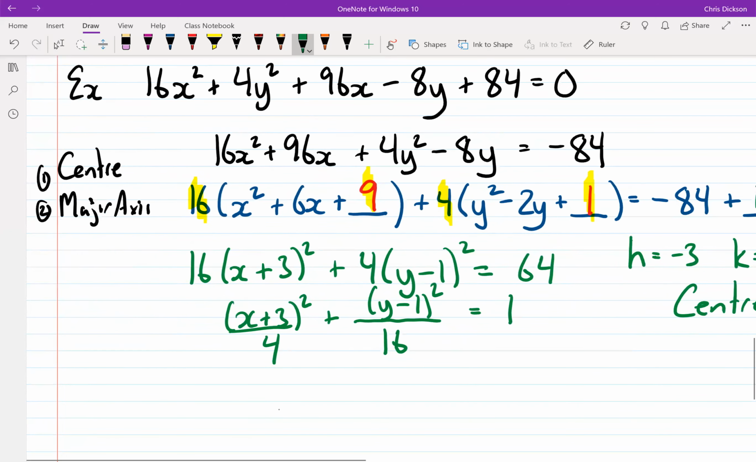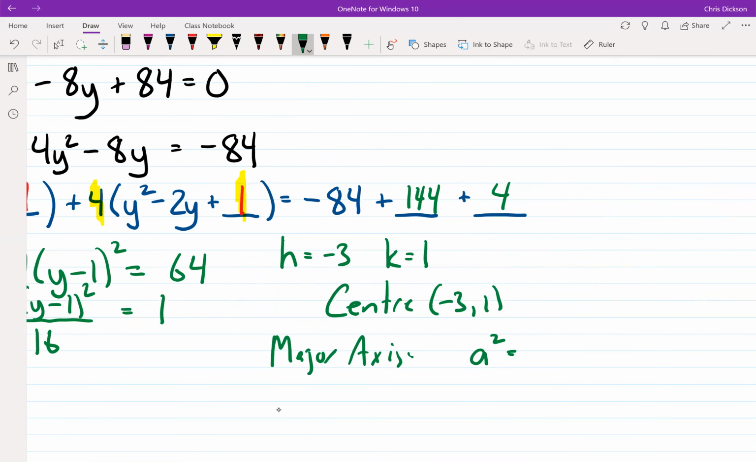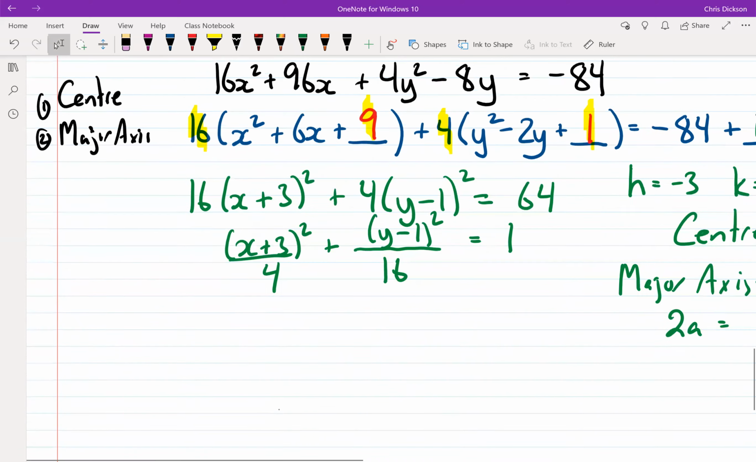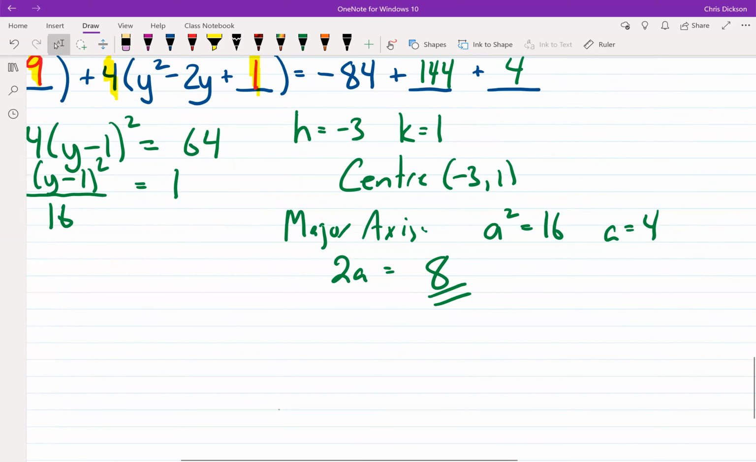And major axis is easy. So the major axis is the longer axis, so it has to do something with the 16. So I know that a squared would equal 16, so a would equal 4, which means the major axis, which is 2a, would equal 8. So 2 times 4 is 8. And that's all they wanted there. Yes. Let me just double check that. Okay, so I'm going to stop there. I think that's a good start, and we'll give you some questions on that.